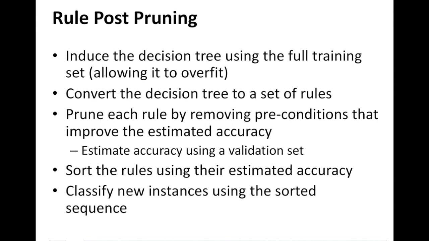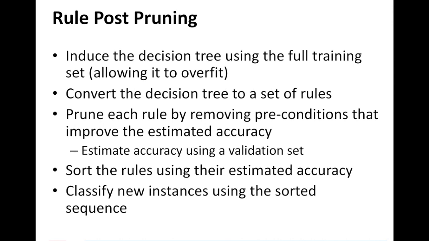Here again, we are building the decision tree, allowing it to overfit. And then we're converting the decision tree into a set of rules. And then the rules are pruned. And then the rules are sorted using their estimated accuracy. And the rule set is returned as the model.